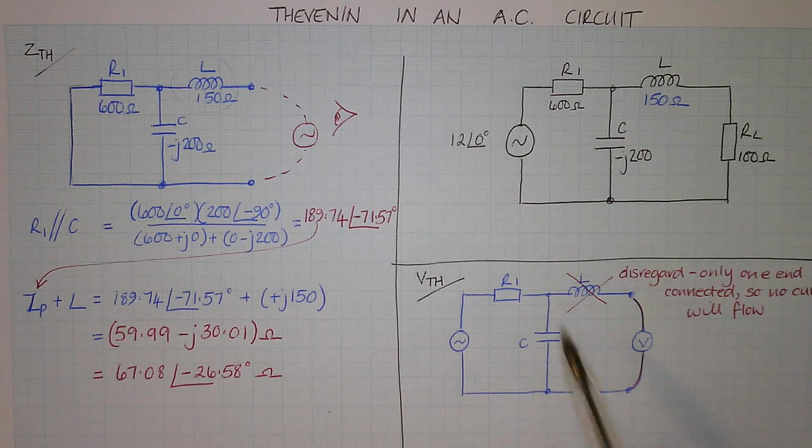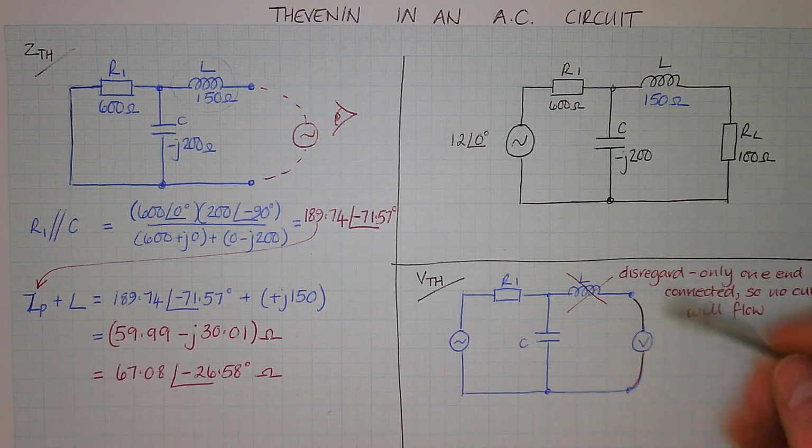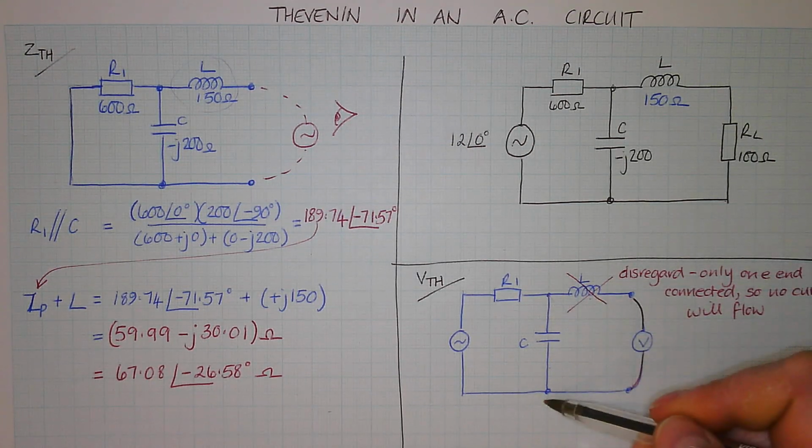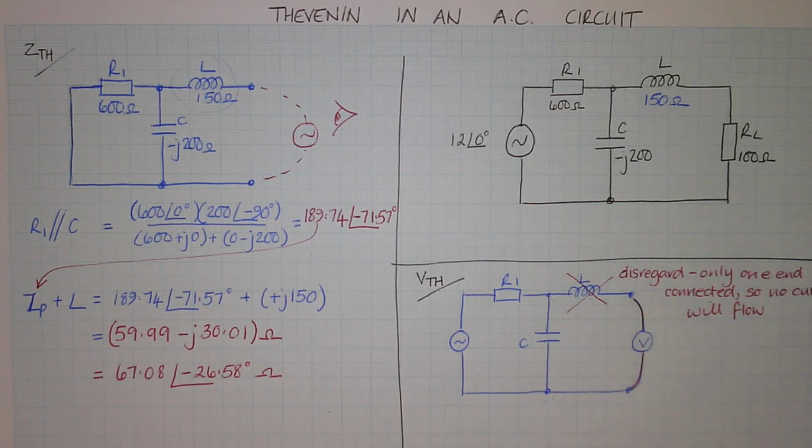So now essentially you've got your supply there with a resistor and a capacitor, and you want to know the voltage across this part. When you disregard that, it's really the voltage across that capacitor. So how would you go about working out what the voltage across that capacitor would be in that circuit?